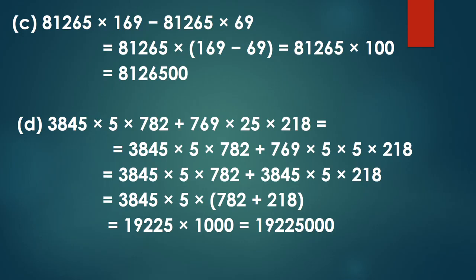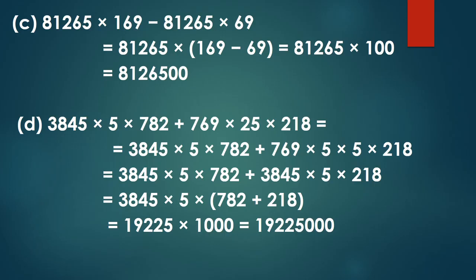81,265 multiplied by 169 minus 81,265 multiplied by 69. Now what is common in both? 81,265 is present in both the terms. So I have written 81,265 outside the bracket. Now inside the bracket what will come?